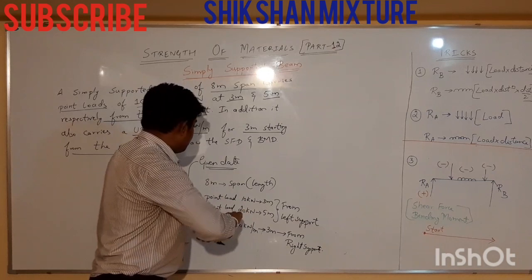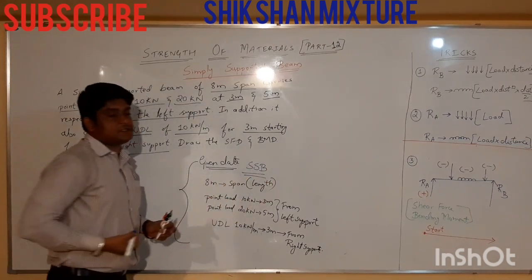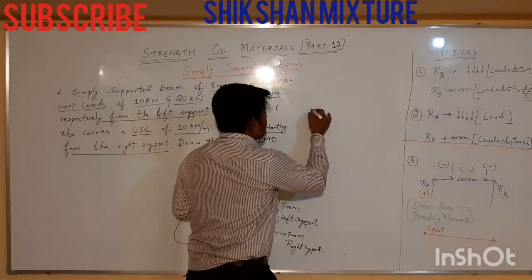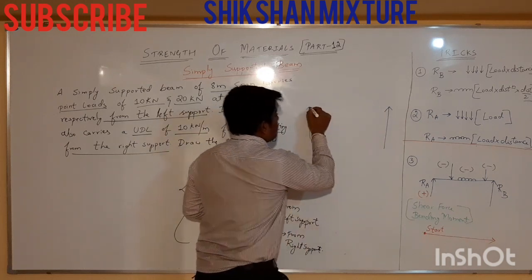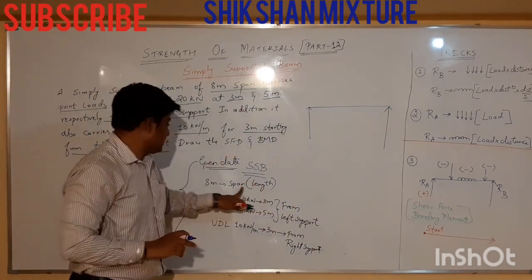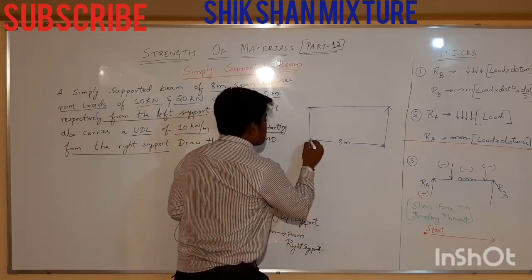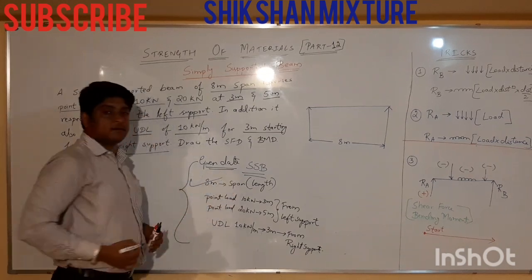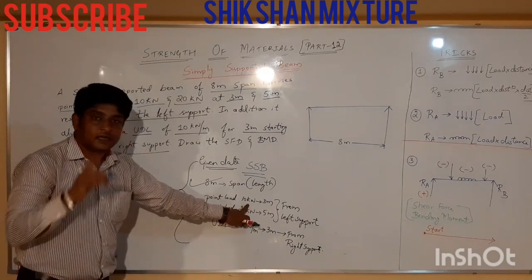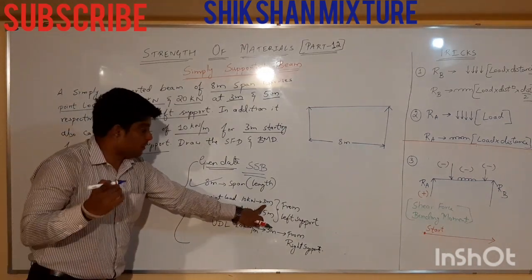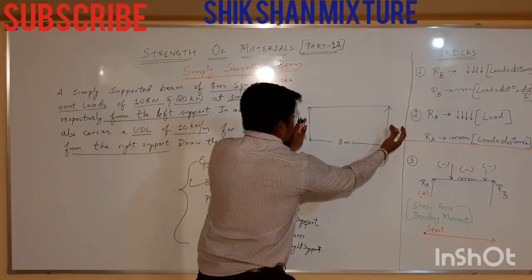Now, this is simply supported beam. Which beam it is? Simply supported beam. So there will be 8 meter span. First one is over. 8 meter span, that is nothing but the length. Next, point load is there. How much? 10 kilonewton, 3 meters. From where? Left support. This is left support. This is right support. Left and right.